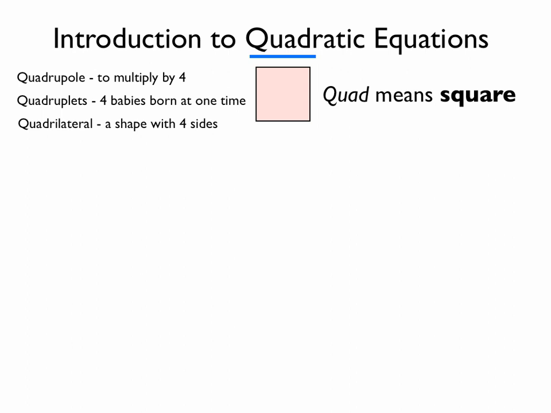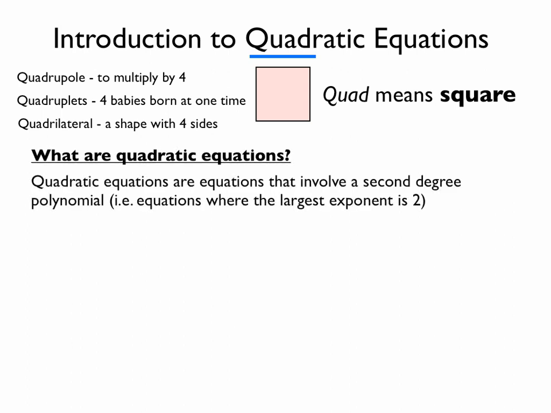And that's important because quadratic equations have nothing to do with the number 4, but everything to do with squares. So, what are quadratic equations? Quadratic equations are equations that involve a second-degree polynomial, or in other words, equations where the largest exponent is 2. Let's take a look at one. X squared plus 5 equals 7. Is this a quadratic equation?